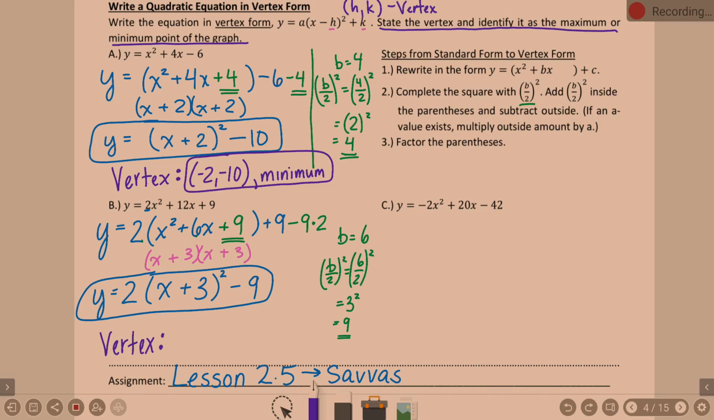what do we have here? Okay, remember your H value, the value in parentheses, you always use the opposite sign, because this graph would move left 3, and then it would move down 9. So negative 3, negative 9. What are we doing? Max or min? Okay. It's a positive a value of 2, so it's a regular right side up parabola. So my vertex is at the bottom, making it a minimum.